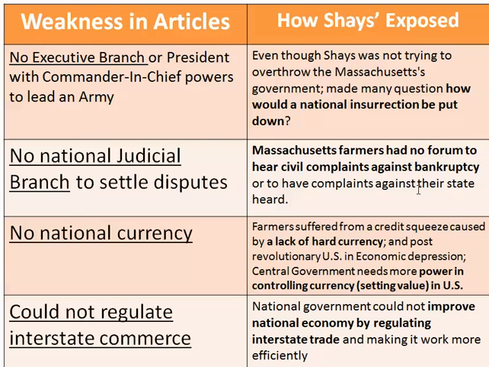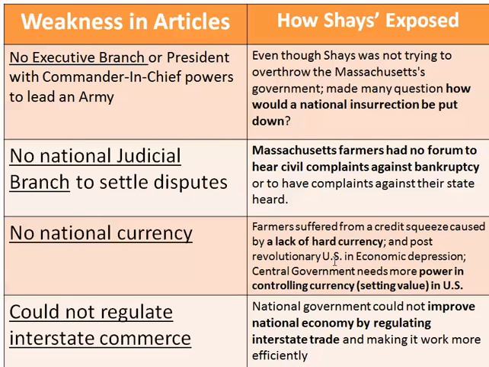It was too weak. And then no national judicial branch to settle disputes. Massachusetts farmers had no forum to hear their civil complaints against bankruptcy, or to have complaints against their state heard. And then there was no national currency. Each state created its own currency, set its own values or standards and measures, and farmers suffered from a credit squeeze during this bad economy. It was caused by a lack of hard currency, gold and silver.